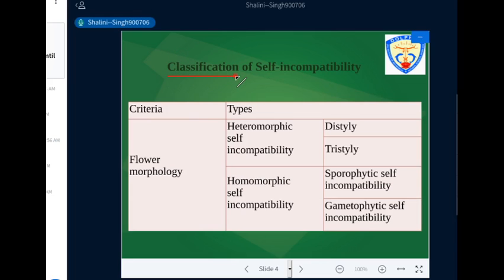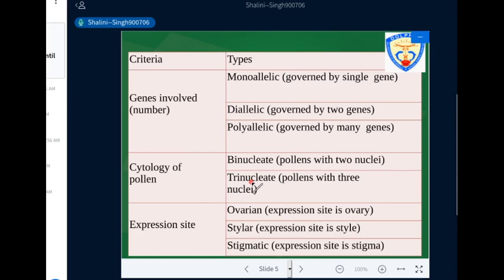Classification of self-incompatibility based on the flower morphology. Based on the flower morphology, self-incompatibility may be heteromorphic, which has been further divided into distyly and tristyly, and it may be homomorphic, where it has been divided into two types, sporophytic self-incompatibility, SSI, or gametophytic self-incompatibility, GSI.